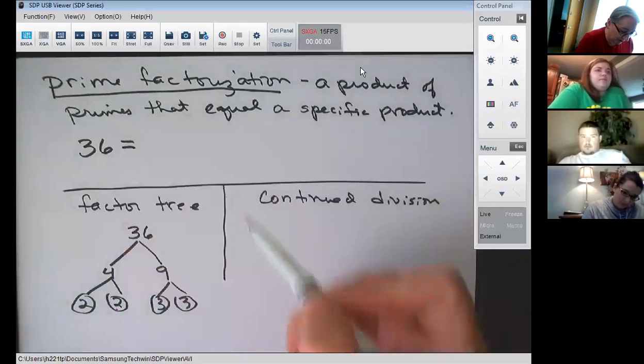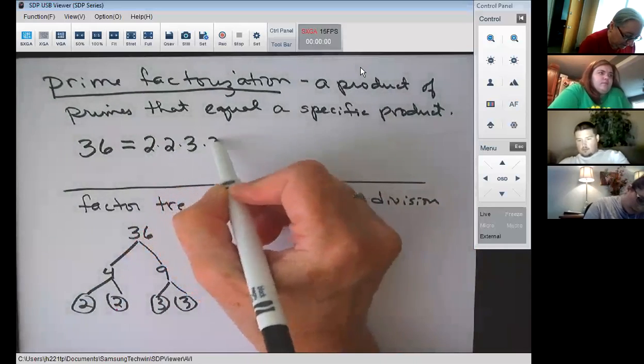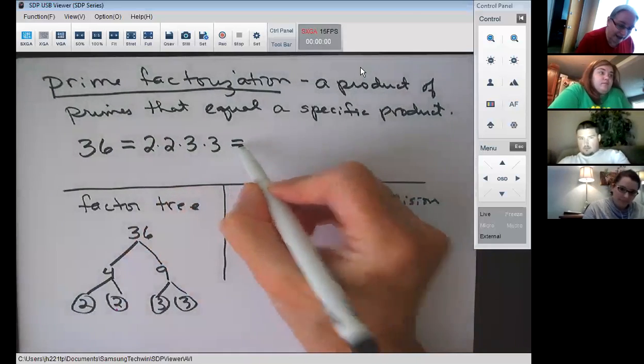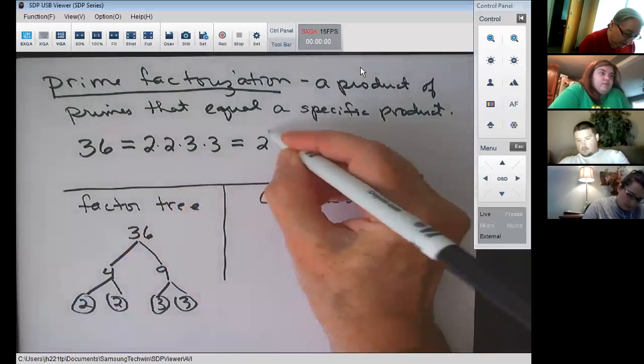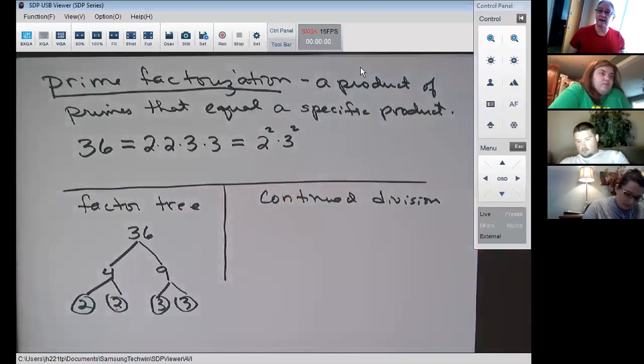So we would say that the prime factorization for 36 would be 2 times 2 times 3 times 3. That's if we wrote it all out expanded. A lot of times, though, we'll go ahead and use our exponential notation to shorten this up. So we'll say we have 2 factors of 2 and 2 factors of 3. So 2 to the second and times 3 to the second.